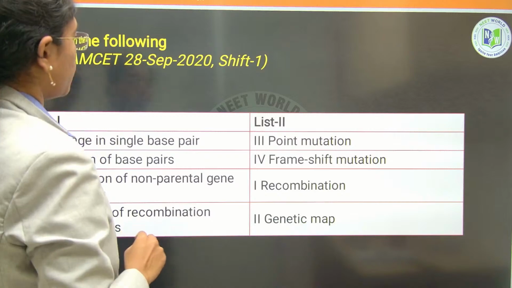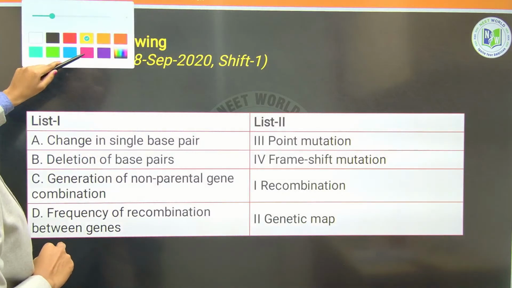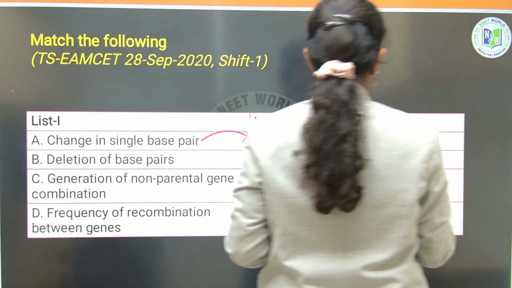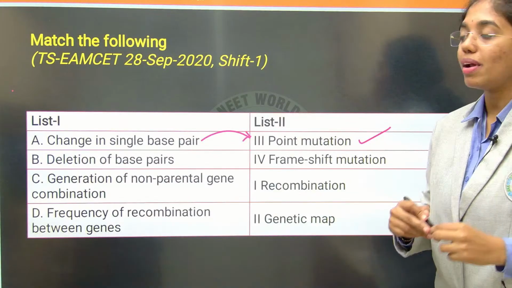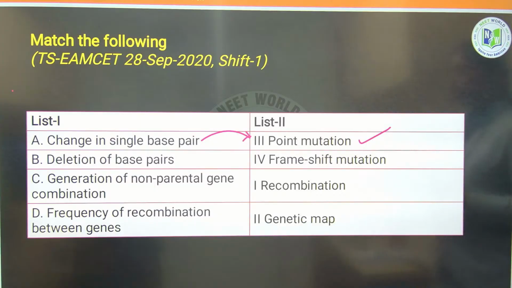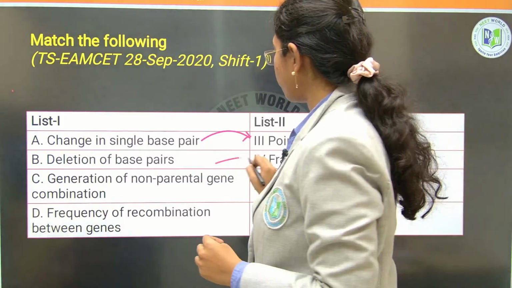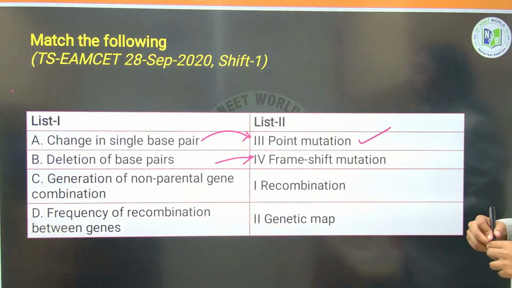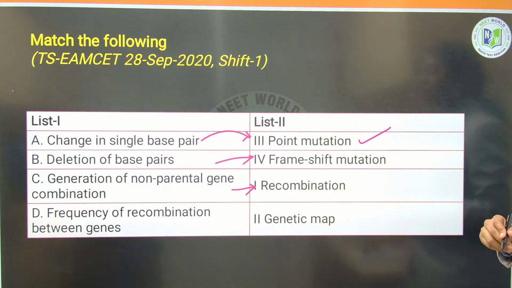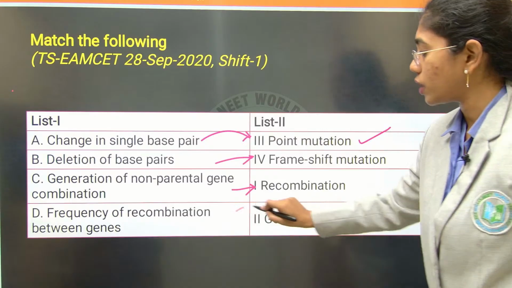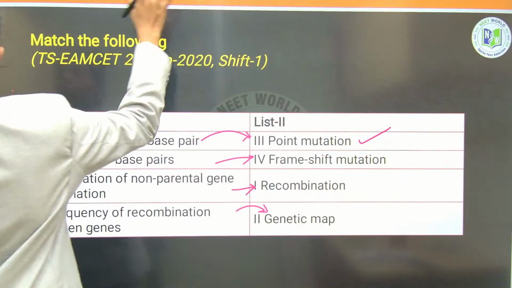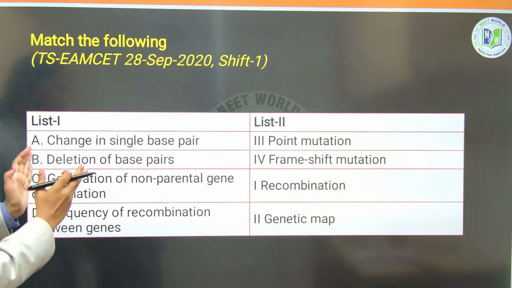Change in single base pair is observed in what? Point mutation. Best example is sickle cell anemia, which is learnt under autosomal recessive disorder. Deletion of base pairs is seen in frame shift mutation. Generation of non-parental gene combinations is nothing but recombination, and frequency of recombination between the genes is known as what? Genetic map. Clear, right? This is the correct match which was asked in 2020, just on the definitions and the concepts.